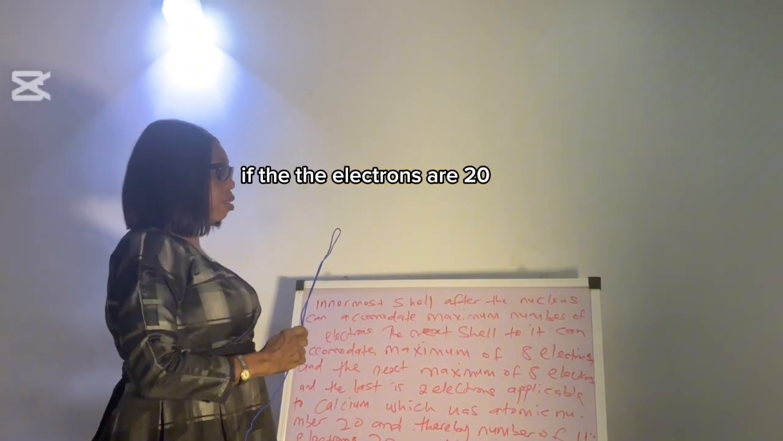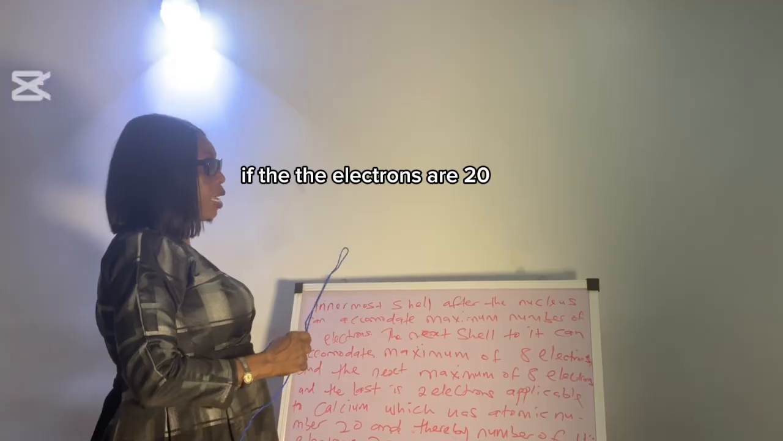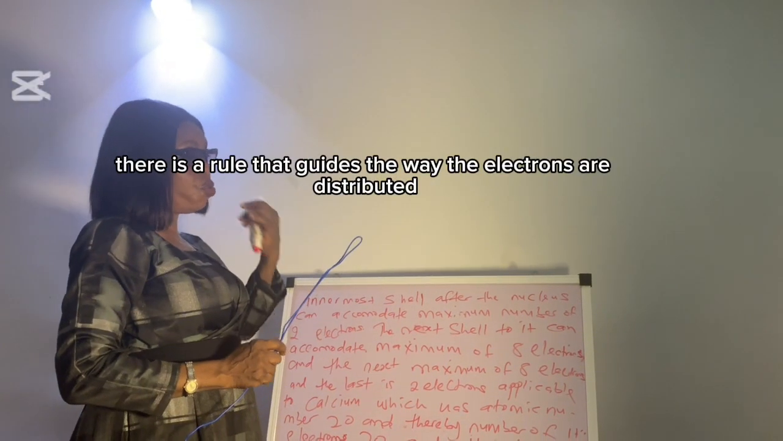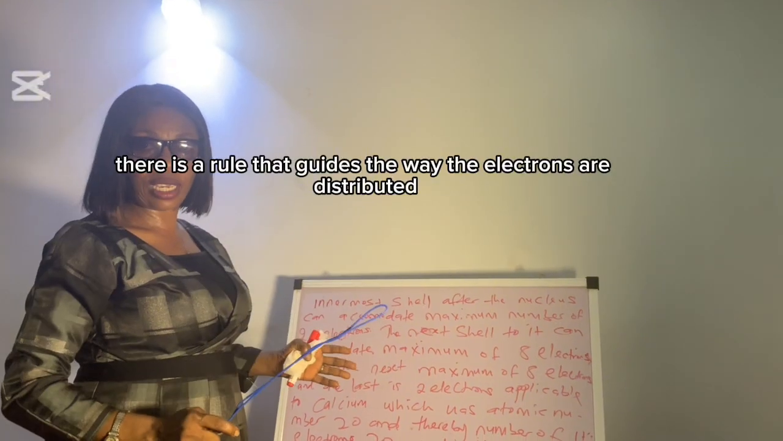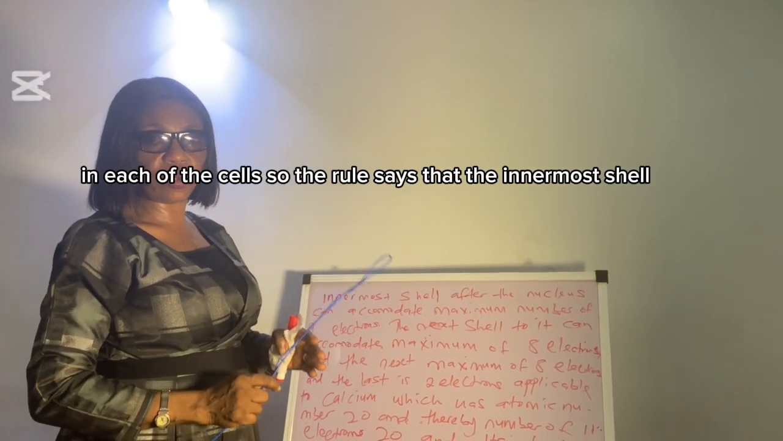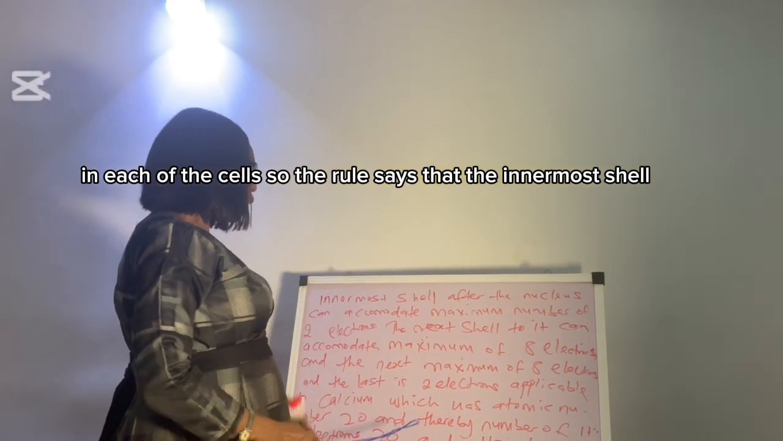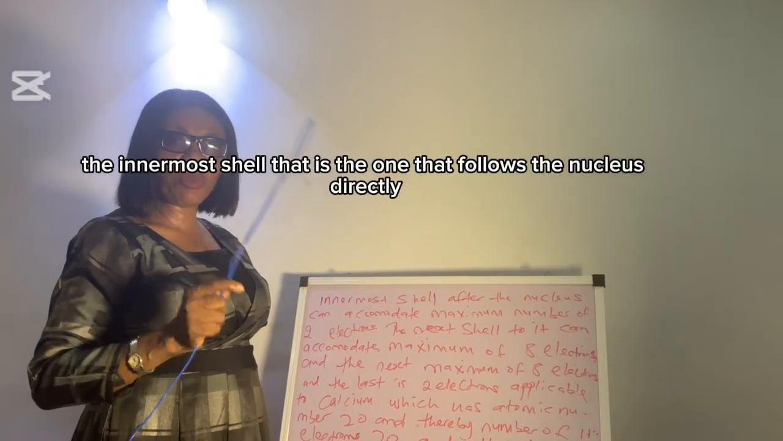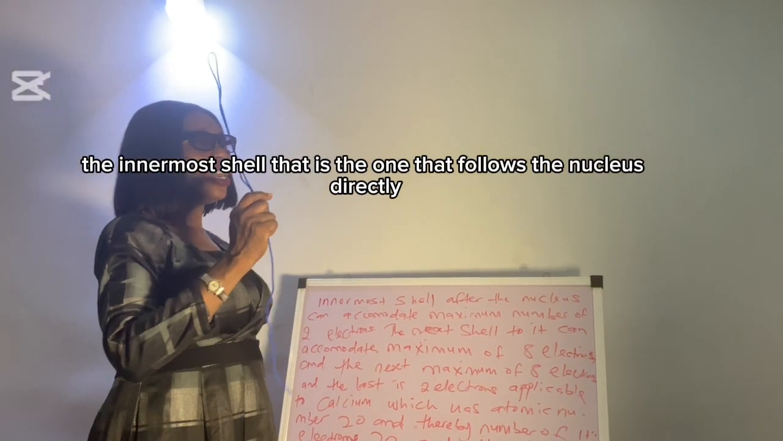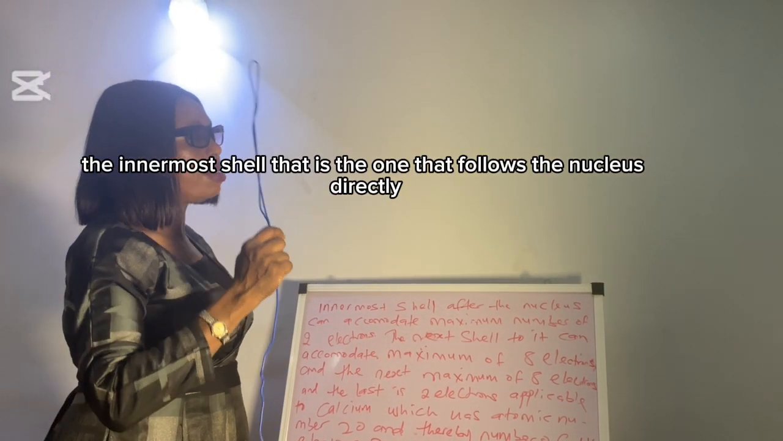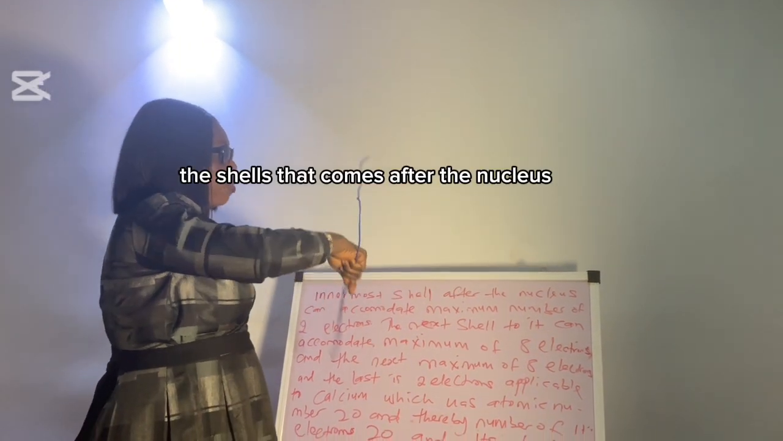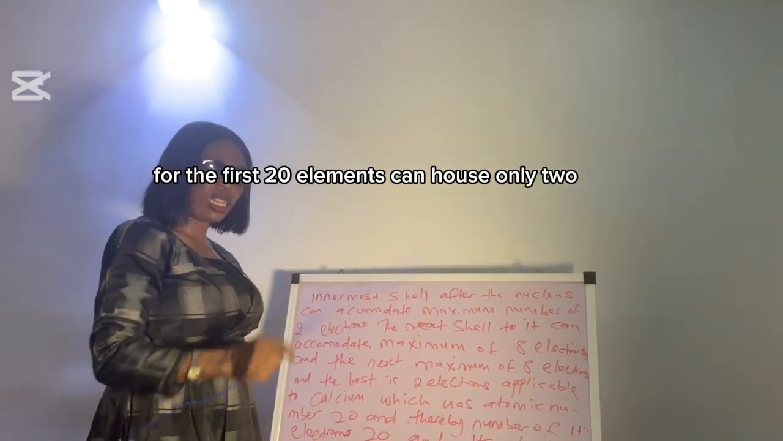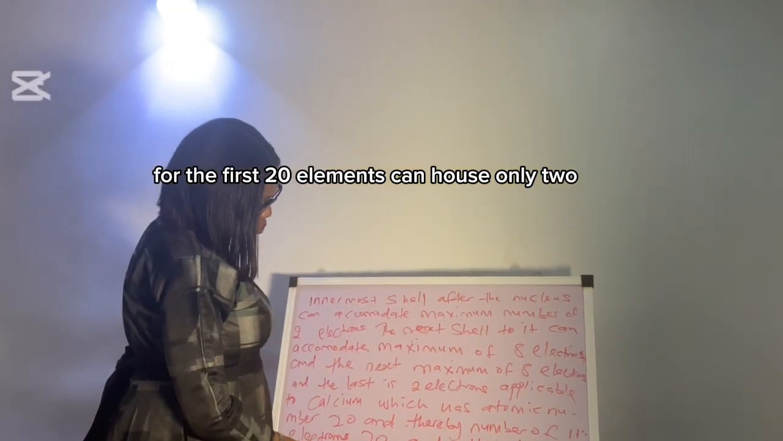If the electrons are 20, there is a rule that guides the way the electrons are distributed in each of the shells. So the rule says that the innermost shell, that is the one that follows the nucleus directly, that's after the nucleus, the shell that comes after the nucleus, for the first 20 elements can house only 2.